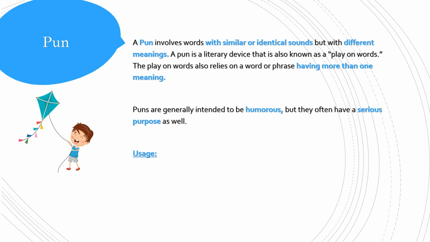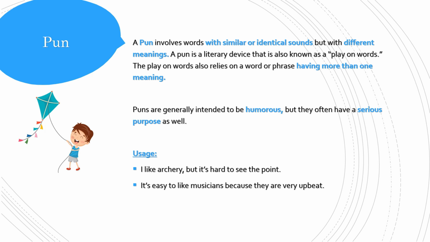Usage. I like archery, but it's hard to see the point. It's easy to like musicians because they are very upbeat. The population of Ireland is always Dublin. The wedding cake had me in tears.